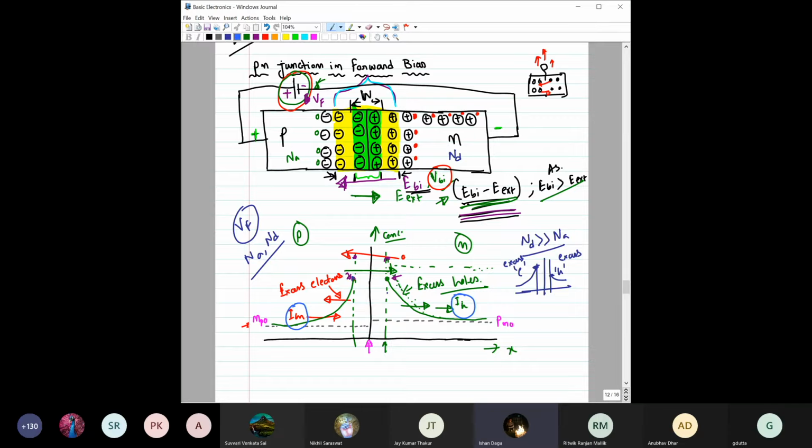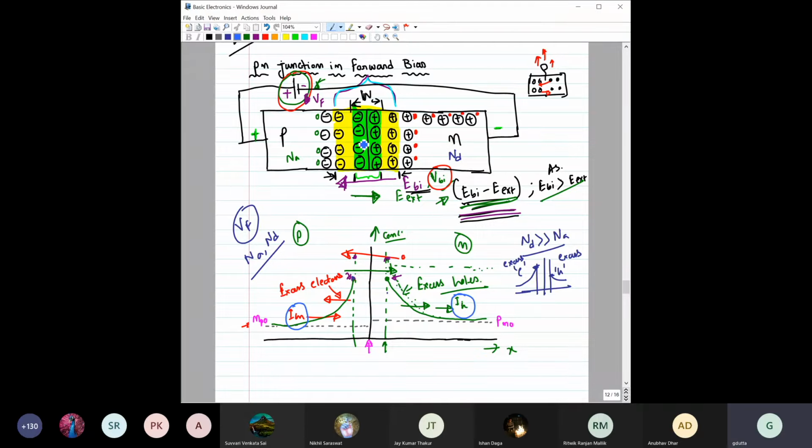So these are the drift currents. No, these are actually the diffusion currents, because you can see there is a concentration gradient, right? You can remember it this way: for drift, the electric field has to be present, and for diffusion, a concentration gradient has to be present.